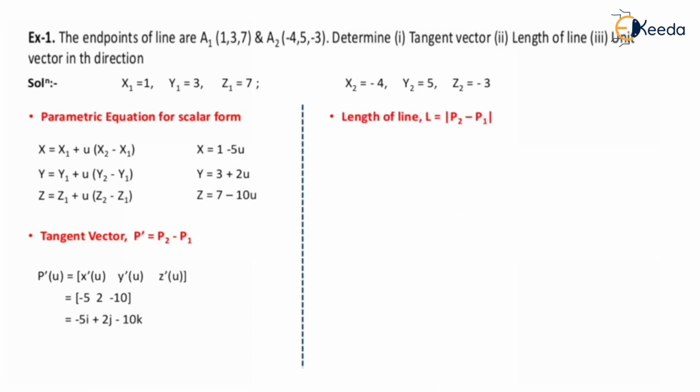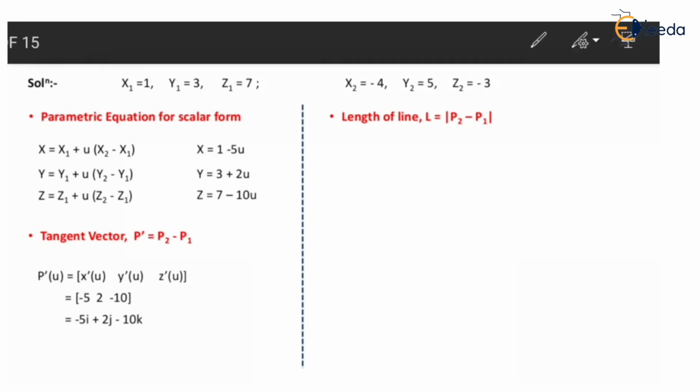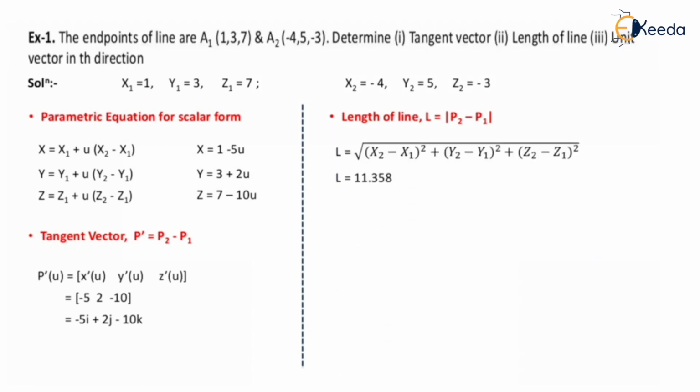Next, the length of a line L is the modulus of p2 minus p1. That means you have to find the distance of the line. And how do we calculate the distance of a line in mathematics? L is equal to root of (x2 - x1) whole square plus (y2 - y1) whole square plus (z2 - z1) whole square. You will get the square root of this value as 11.358. You have to check it.